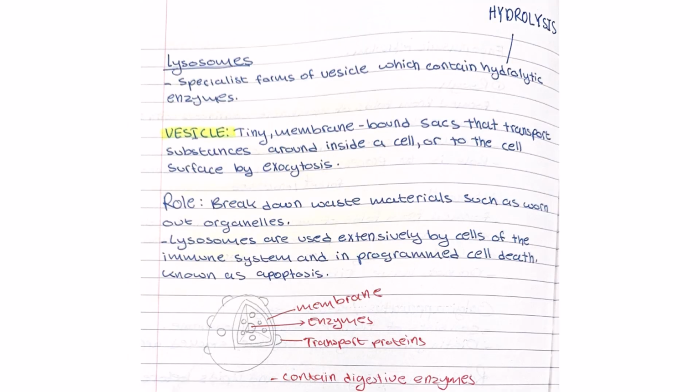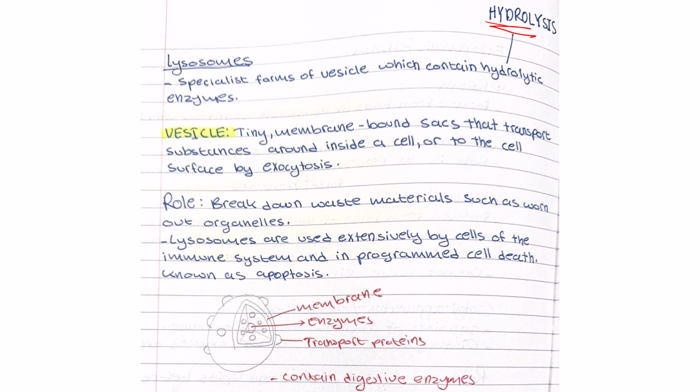Okay, lysosomes. So lysosomes are specialist forms of vesicles which contain hydrolytic enzymes. These hydrolytic enzymes carry out a process called hydrolysis, which is breaking apart substances and molecules. A vesicle is a tiny membrane-bound sac that transports substances around inside a cell, or from cell to cell. Also, they're involved in the process of exocytosis. So the vesicles are released by a process of exocytosis, okay?